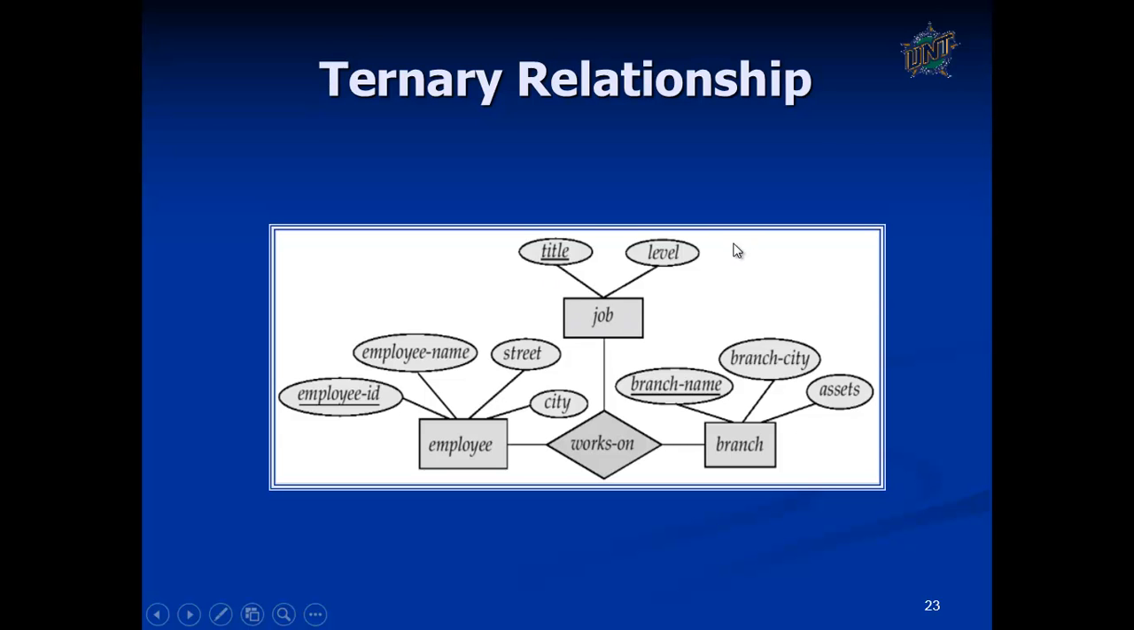All the primary keys are underlined with a particular line to identify the primary key of each entity. The primary key is underlined in this way. For example, in branch, name is the primary key, in job, title is the primary key, and in employee, ID is the primary key.